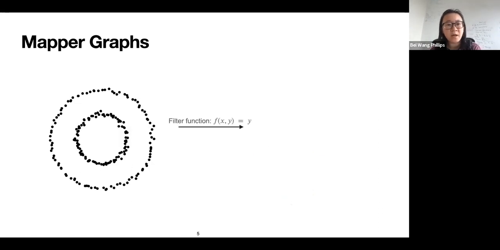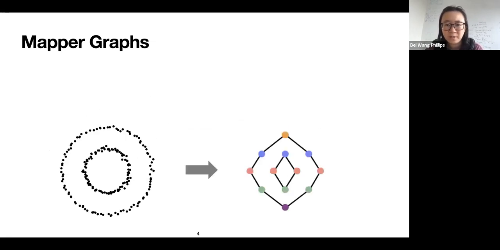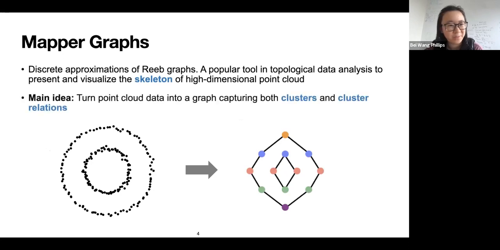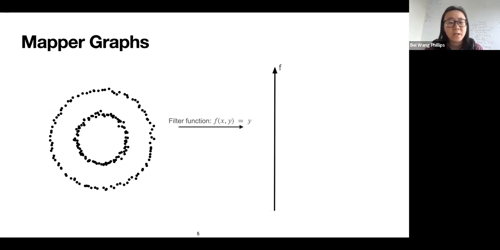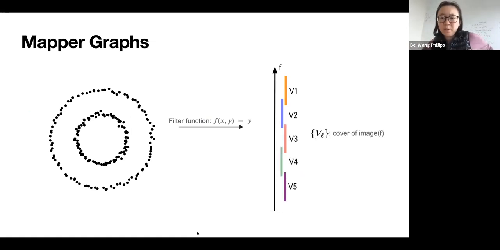All right, so here is an example of how a mapper graph is constructed. I have a point cloud, and each point is equipped with what I call a filter function, sometimes also referred to as a lens in the original paper. In this case, my filter function is simple: it's just the height, or y coordinate. This function has a range, and I'm going to cover the range by a bunch of intervals. V1 to V5 are uniform-length intervals that have some overlap, by design, such that the union of those intervals covers the range of my function.